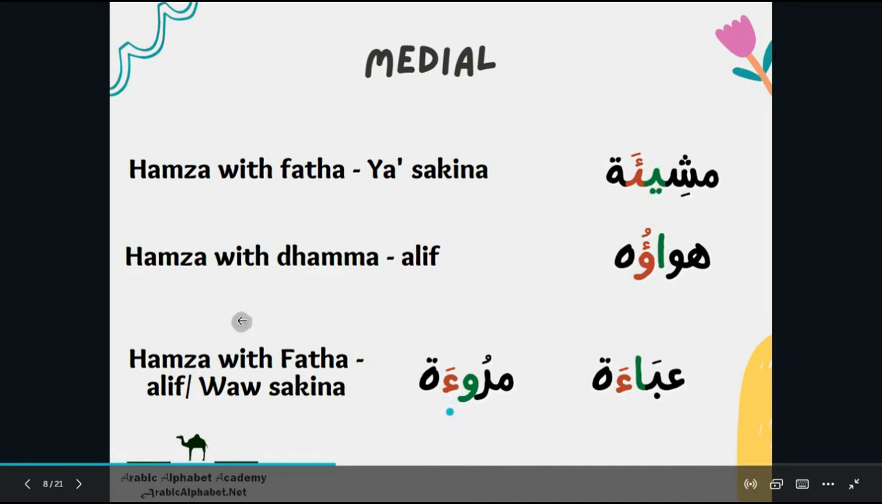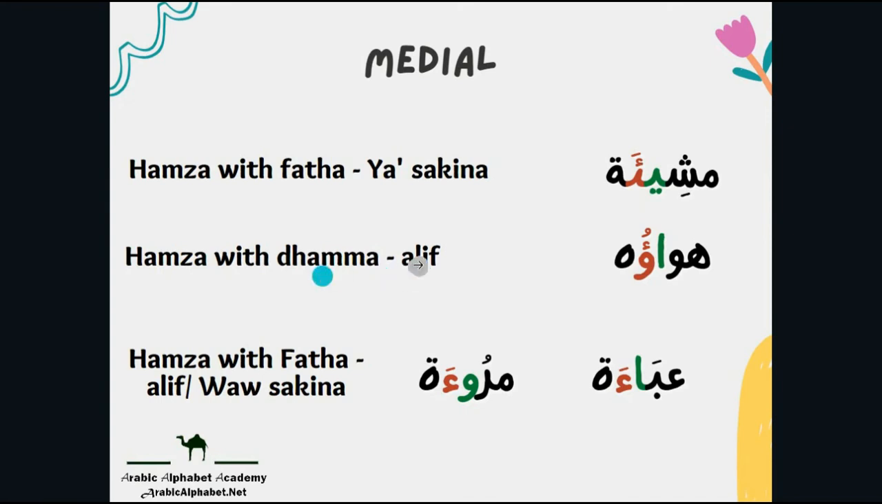The final form is if the Hamza has Damma and there is Alif before it. In this case, we write the Hamza on the Waw, like hawa'uhu. Here we put the Hamza on the Waw, and here we have Alif before the Hamza.